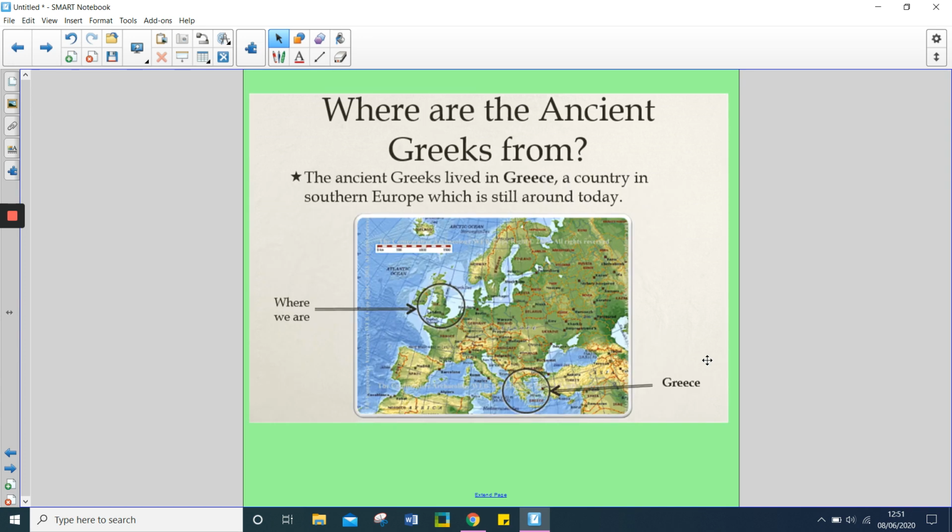Where are the ancient Greeks from? Now, you will probably be able to tell straight away that the ancient Greeks did in fact live in Greece, but we already knew that. And another fact that we already knew is that Greece is in southern Europe and it's still around today. So we talked about that last lesson, that you might have been on holiday to Greece, you might know about Greece as a country, or you might have family there. And we also talked about where we are. So we are in the United Kingdom and we're in Europe, but we're up here. Greece is in southern Europe and it's down here, it's down towards the south. But we already knew that.